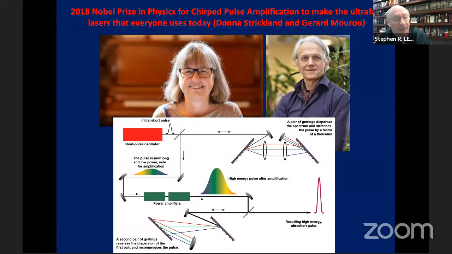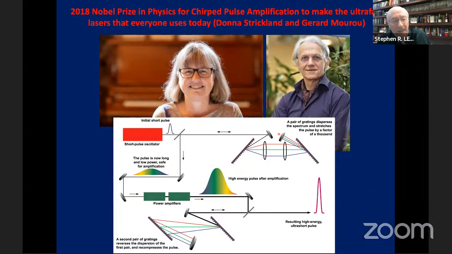Now, to get the very shortest possible times, we needed some powerful lasers that could produce very short pulses. And what was realized quite a long time ago is that these very short pulses would easily damage the amplifiers that you need to make the high energies so you can do experiments. And so what was realized at the time by Donna Strickland and Gérard Mourou is that if you stretch the pulse out in time first, and then do the amplification, and then recompress the pulse again, you could then make these very high power, high energy lasers.